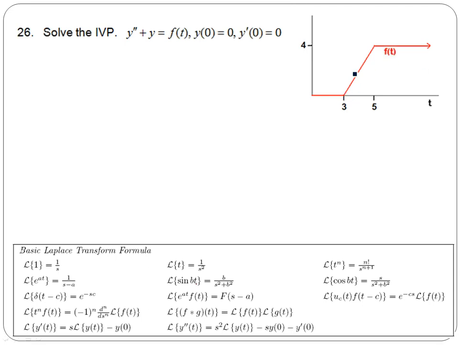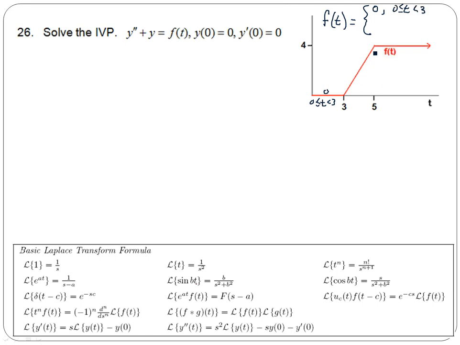So notice here I have a piecewise defined graph. I'll define it up here. And this graph has three different definitions. We have 0 from t goes from 0 to 3. I'll put that in my definition. 0 as t goes from 0 to 3.